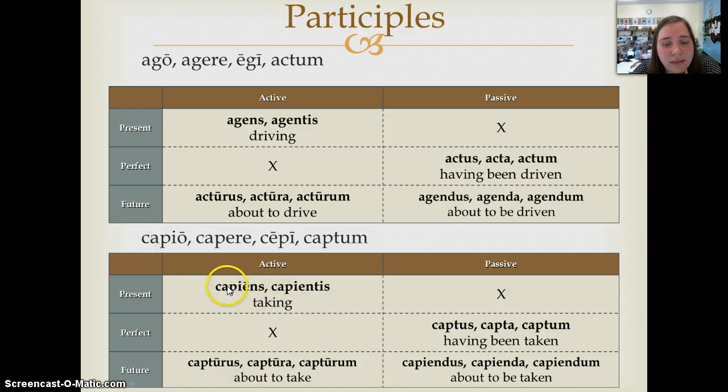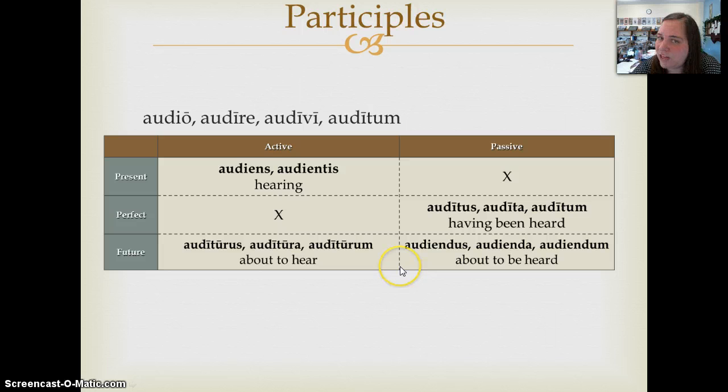For third IO and fourth, when you get your present stem, which is cap, you add the IE, so it's capiens, capientis, right, taking. Captus, capta, captum, fourth principal part, capturus, captura, capturum, and capiendus, capienda, capiendum. Well, that just leaves us with our fourth conjugation, audio, audire, audivi, auditum. So audiens, audientis is hearing. Auditus, audita, auditum, having been heard. Auditurus, audita, auditurum, about to hear. And audiendus, audienda, audiendum, about to be heard.